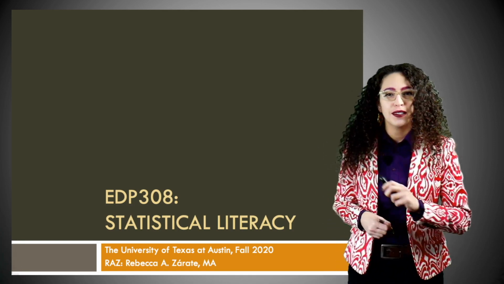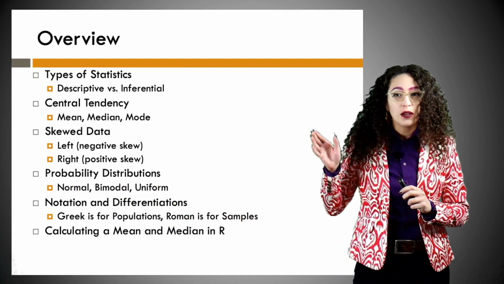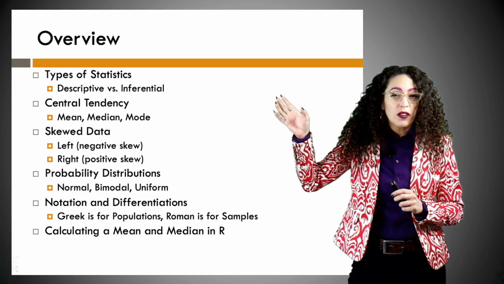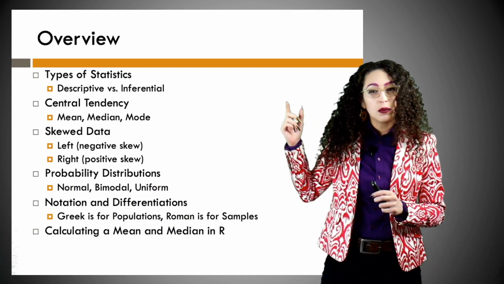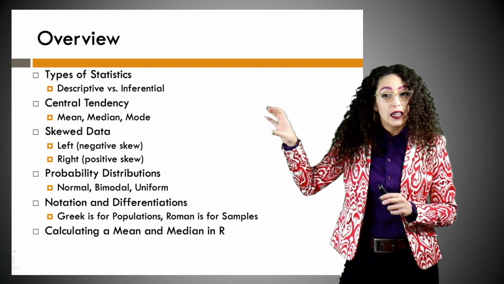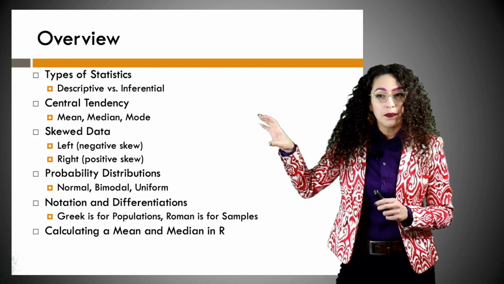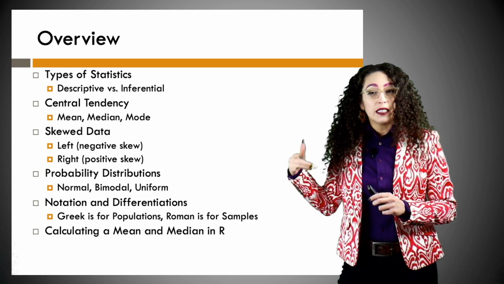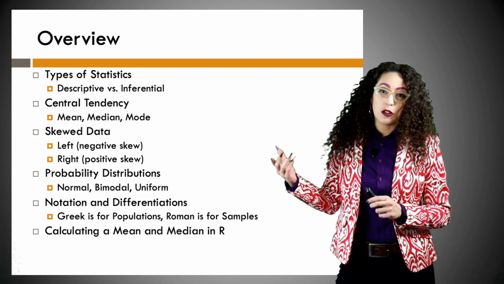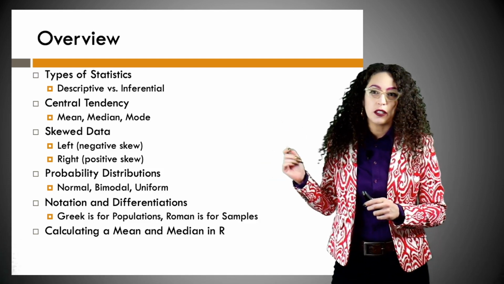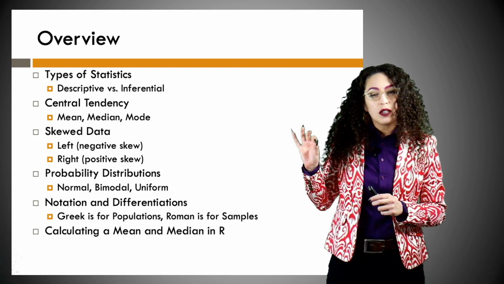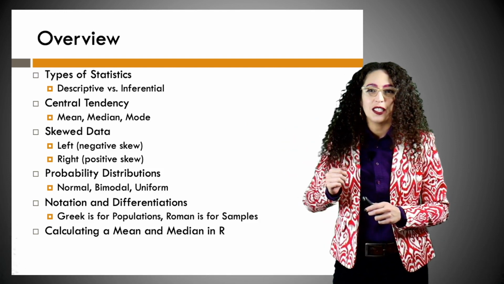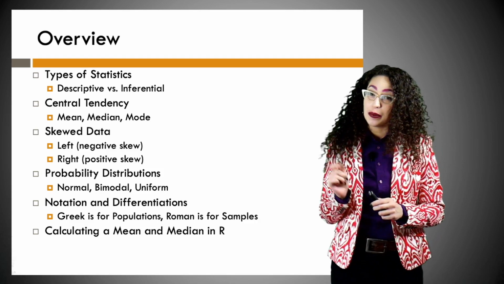Let's get into it. So today we're going to cover a brief overview of the types of statistics, descriptive versus inferential. We're going to talk about some measures of central tendency, some skewed data, some other probability distributions like the normal, binomial, and a few others. And we'll have a brief note on notation and differentiations. And of course, I will finish up with a little bit of R.